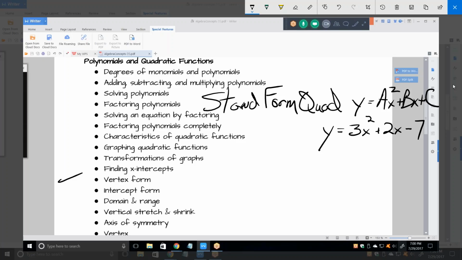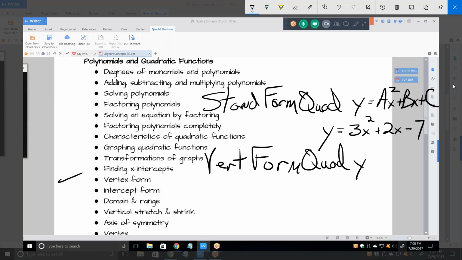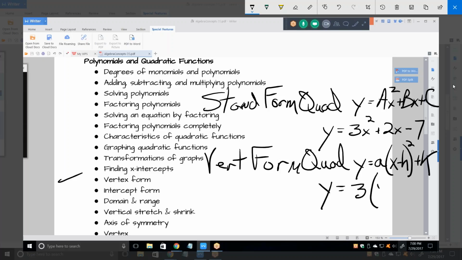Okay? And that's why this vertex format is very important. This is standard format. Vertex format looks like this. And it's also a quadratic. The vertex format of a quadratic looks like this, where H and K are the vertex. In other words, that's why this is a great format. If I gave you an example of vertex format, it might look like this.